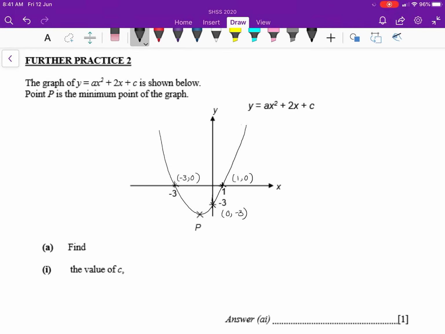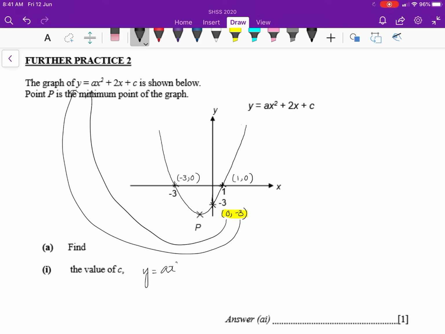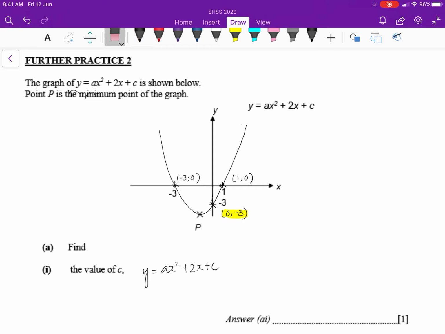Find the value of c. I would substitute this point into the equation. Why would I do that? Later you will understand. So I have y equals ax squared plus 2x plus c. All I need to do is substitute this as the x and the minus 3 as the y.